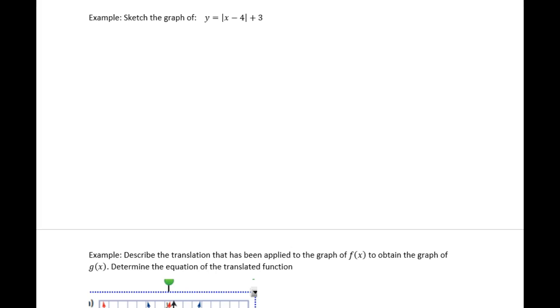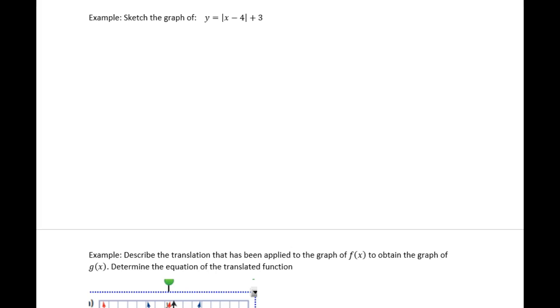Okay, so at this point, this is when I would change my table to my new equation. So this is my table for my new equation. All of our x points are getting 4 added to them because we're going to move them to the right. So we're going to add 4 to each of our x points. And what we're doing to our y points is we're adding 3 to them.